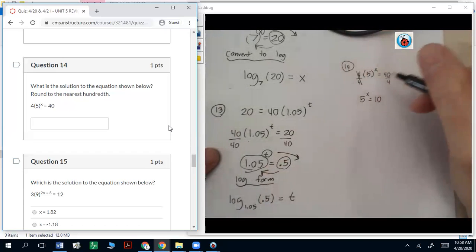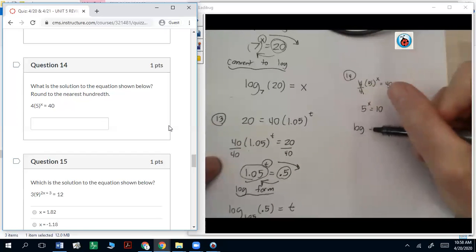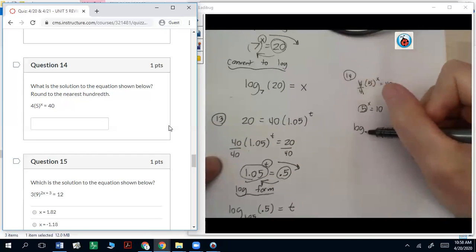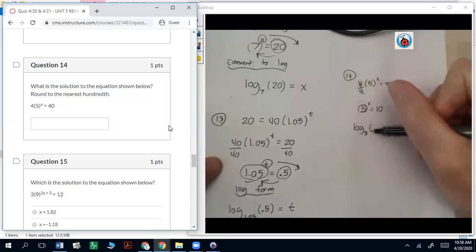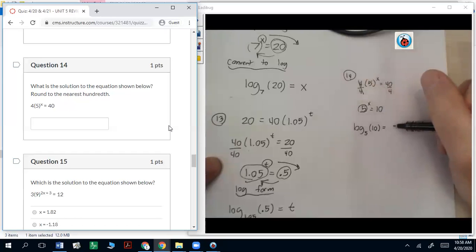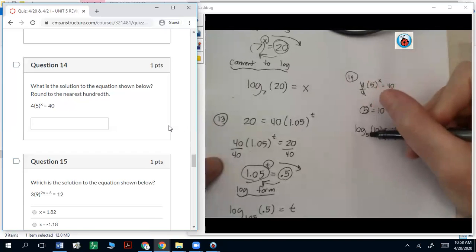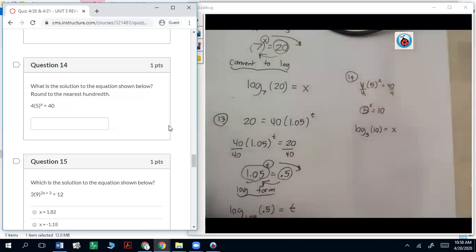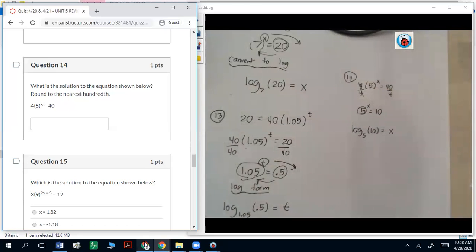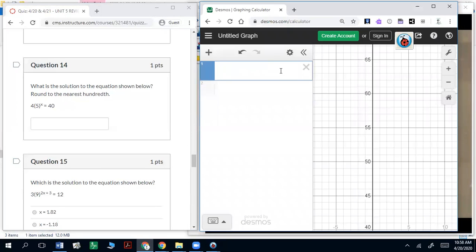Now I want to rewrite that as a log. So the base of the log is going to be that 5. The number on the other side will be what's in the log, and the exponent will be what it's equal to. So we write it as log base 5 of 10. And then we can evaluate this. So we just do log, shift minus to get the 5, right arrow, and then you can put the 10 in. You don't need parentheses. It's not going to hurt you if you do. But you get about 1.43. So that's the quickest way to get your answer.